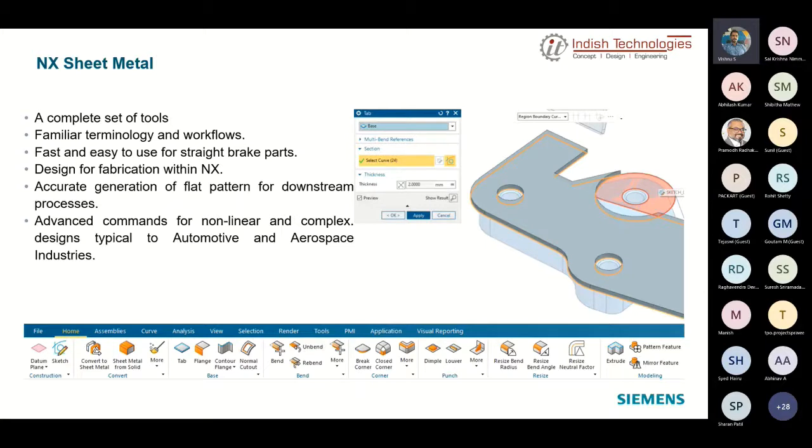So with the ability to produce, for instance, accurate flat patterns for downstream processes, the wastage and the rework are reduced significantly. For industries like aerospace or even automotive, where non-linear or complex models are required, there is always the conjunction with advanced sheet metal and advanced surfacing mechanics.